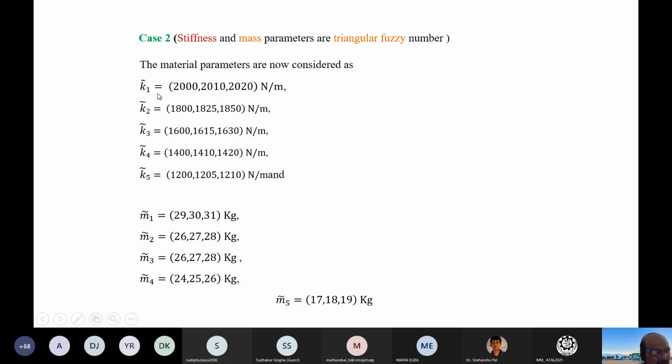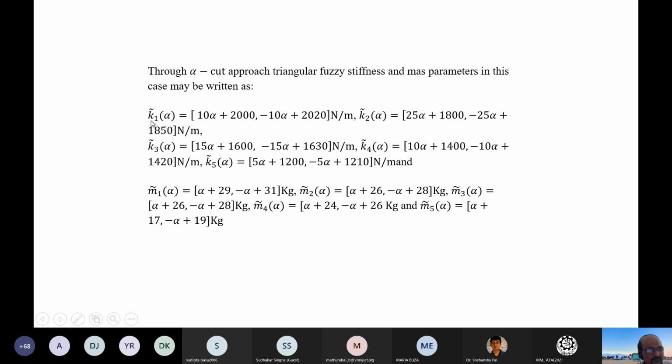Okay. So now taking the stiffness matrix and mass matrix as triangular fuzzy numbers, what will happen then? K1 tilde will again have 3 elements, K2 tilde 3 elements, like that up to K5 tilde. And these masses also will be in terms of 3 elements. So what we can do is convert this to alpha cut form, and we'll get the intervals. Now you see, using alpha cut we have converted this to alpha cut form: K1 alpha up to K5 alpha, similarly M1 alpha up to M5 alpha.